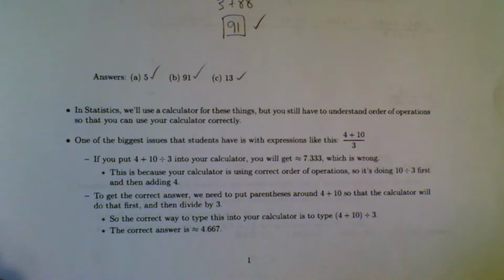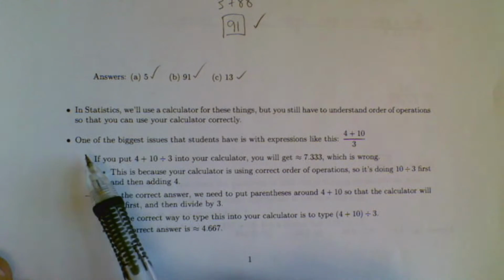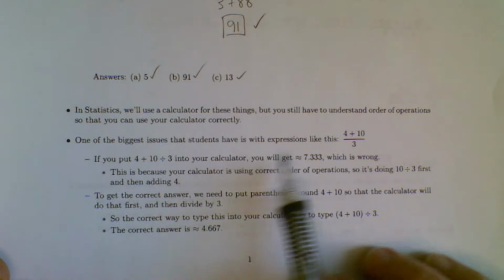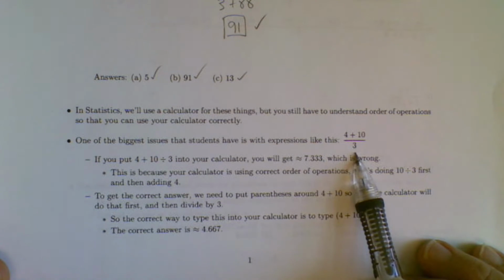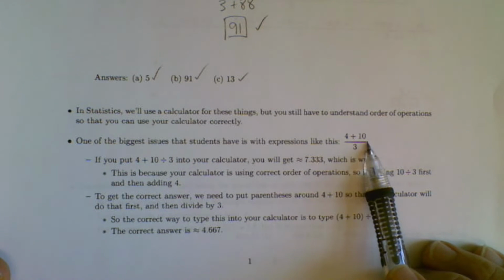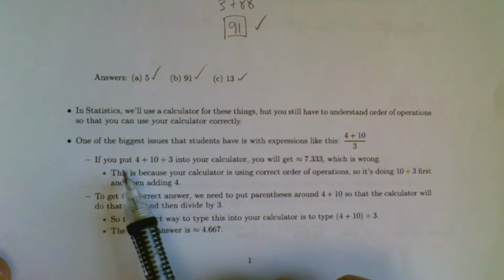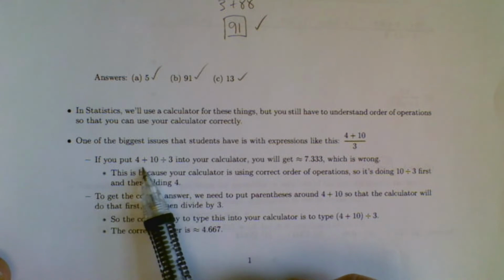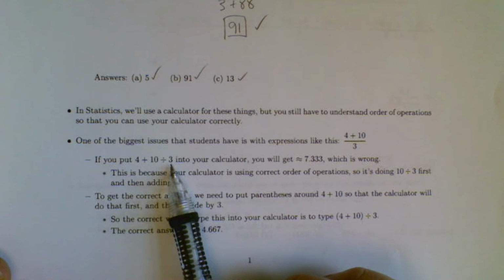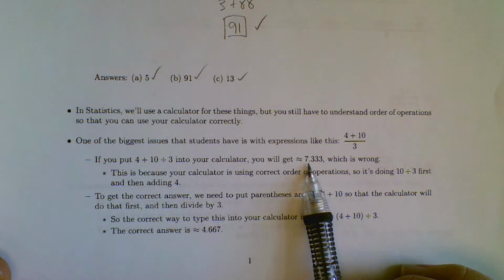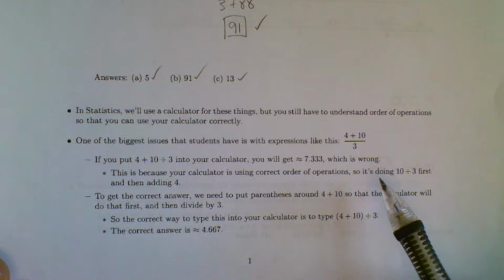So let me give you an example of this, right? One of the biggest issues that students have is with expressions like this, 4 plus 10 divided by 3. The way that this is written, there are no parentheses. But when you punch this into your calculator, you need to put parentheses around this stuff in the numerator. Why? Well, because if you just punch in 4 plus 10 divided by 3, just like this, into your calculator, you're going to get about 7.333, and that's the wrong answer.